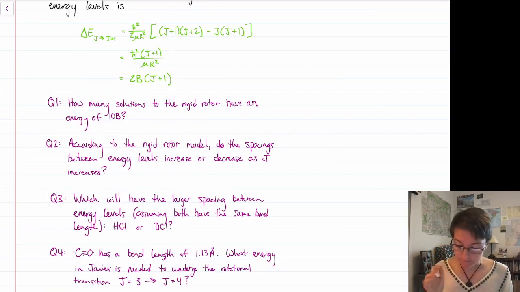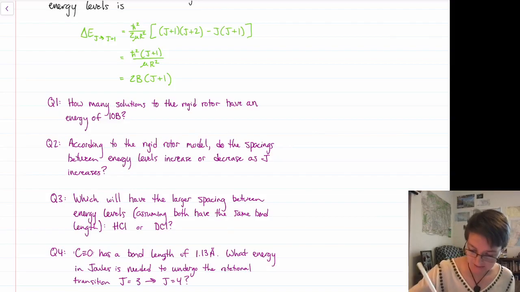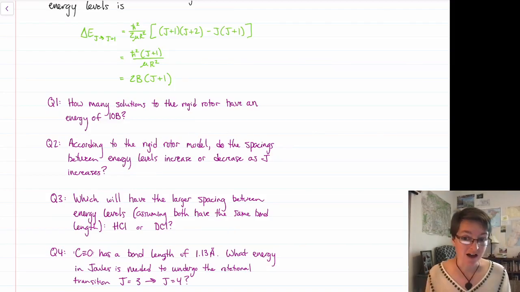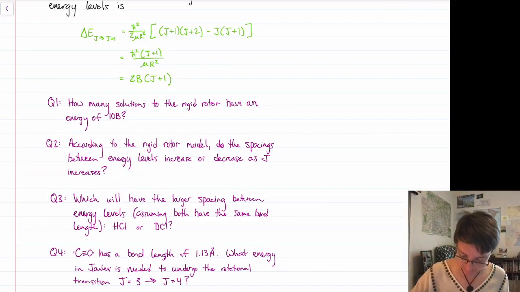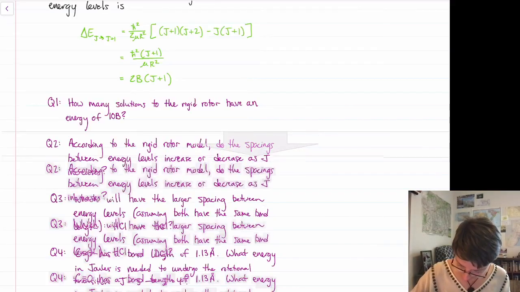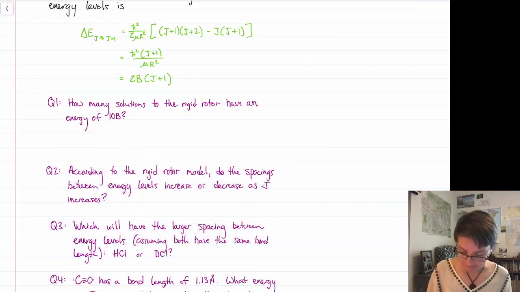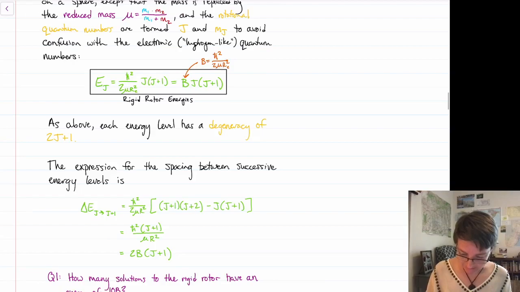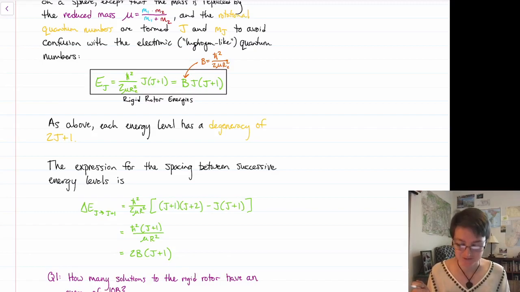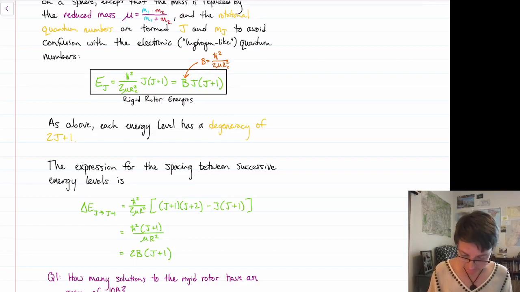All right, so our first question is, how many solutions to the rigid rotor have an energy of 10 times B? In other words, what's the degeneracy of the level that has energy 10B? Well, the first thing we need to do is notice that if the energy is 10B, that means that our quantum number has to be something interesting. In fact, our quantum number is going to have to be J equals 4.